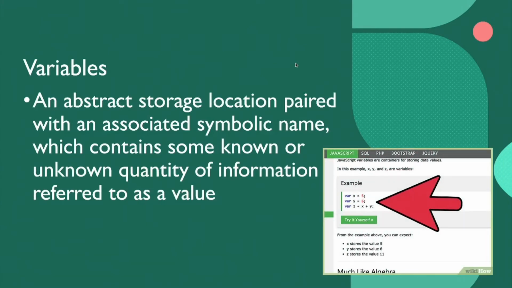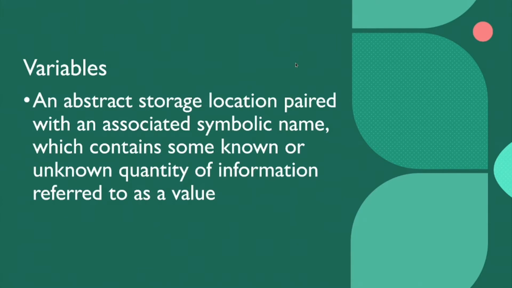A variable is an abstract storage location paired with an associated symbolic name, which contains some known or unknown quantity of information referred to as a value. It means a variable is a container for a particular set of bits or type of data. They are used to store some data for later use.